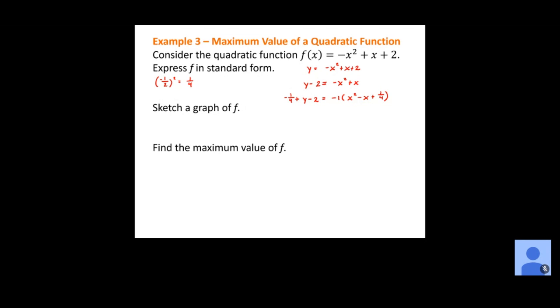All right, now I just need to simplify. So I have a negative 1/4 and a minus 2. If we find a common denominator there, that's going to give us negative 8/4 minus 1/4. So this becomes y minus 9/4.